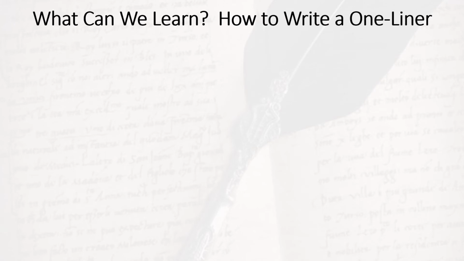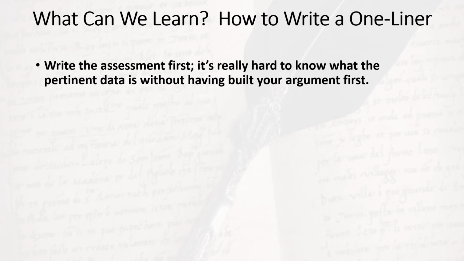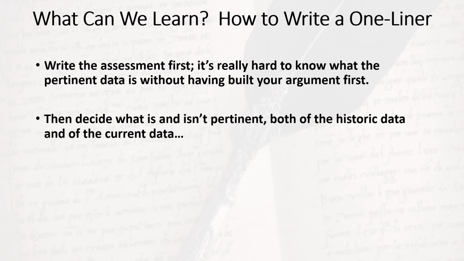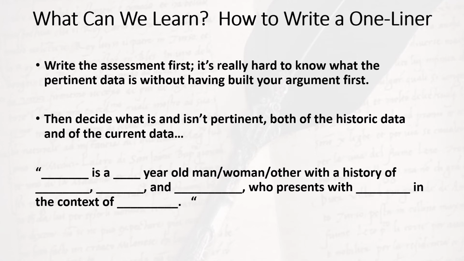So how do we learn to write a one-liner? The first thing I would say is write the assessment first, because if you're trying to summarize an argument, it's really hard to summarize without knowing what it is. Then, decide what is and isn't pertinent, both the historic data and the current data, to my argument, and then write a one-liner in the standard format. Blank is a blank-year-old man or woman with a history of blank, blank, and blank, who presents with blank in the context of blank. The point is, again, pertinent positives and negatives.